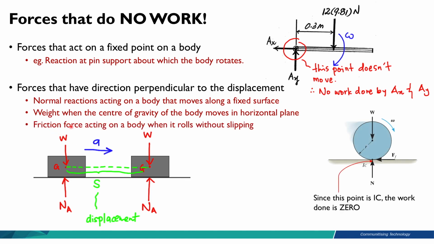And also friction forces, friction force acting on a body when it rolls without slipping. When it rolls without slipping, from our previous lesson, we know that the contact point here is the location of IC. Because at this particular point, the velocity is equal to 0, and therefore the work done by the friction force in the case of rolling without slipping is also 0. So no work done by the friction force here. So these are a few examples of forces that do no work throughout the motion of the rigid body.